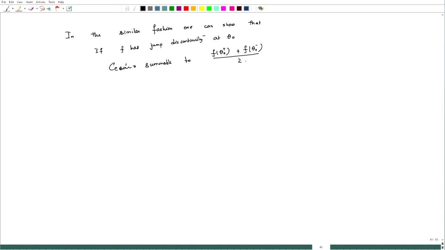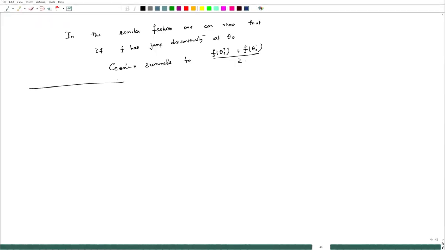So, if we have a jump discontinuity, it is going to converge, Abel summable, to the average of f(θ+) and f(θ−). Same is also true for Cesàro summability. And now it is natural to ask what about the summability of the Fourier series. If we have a jump discontinuity, can we say something about it?